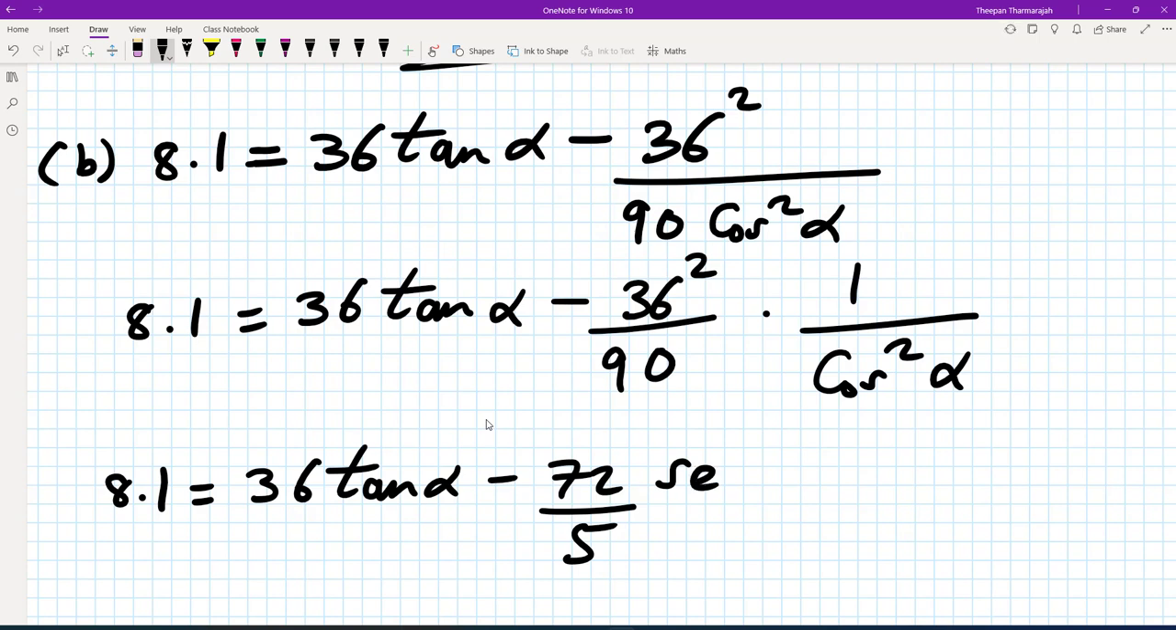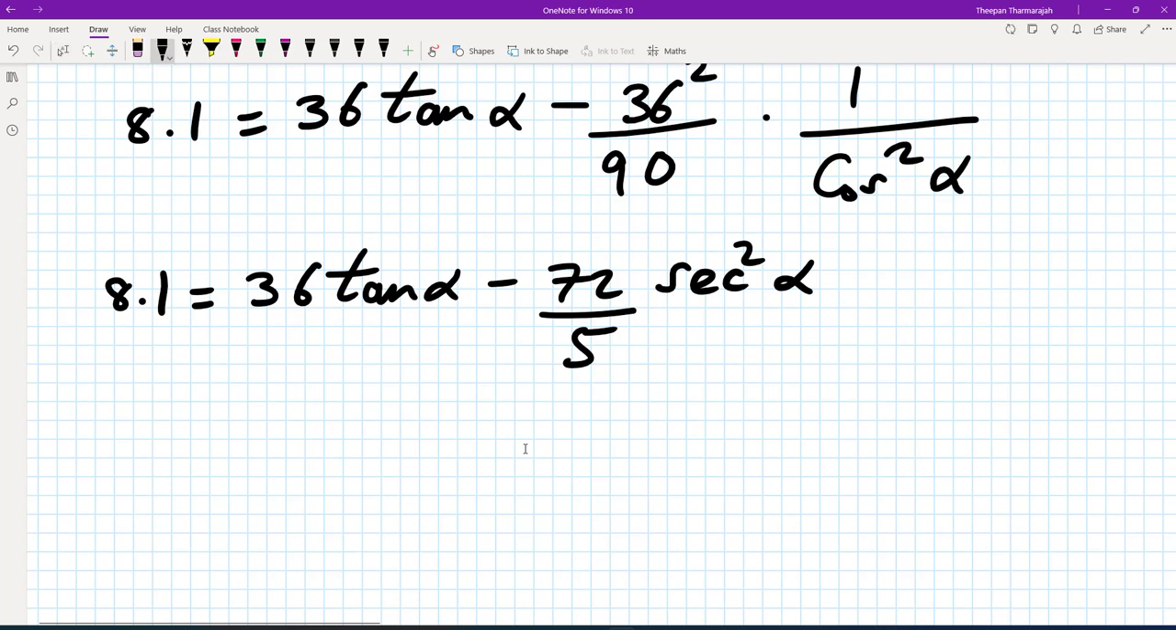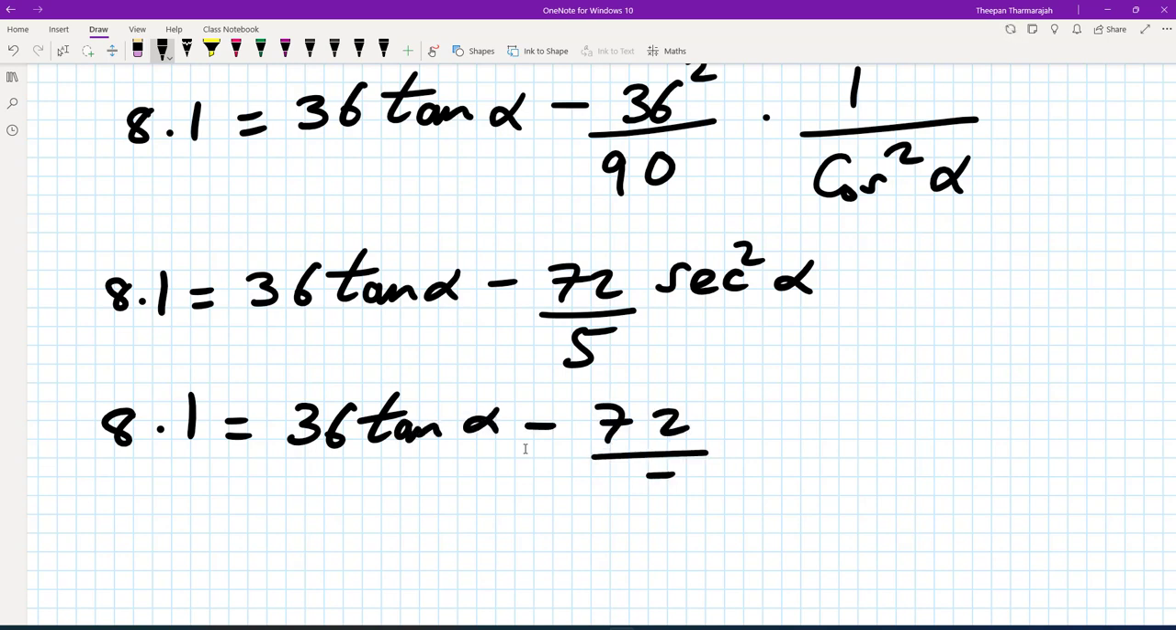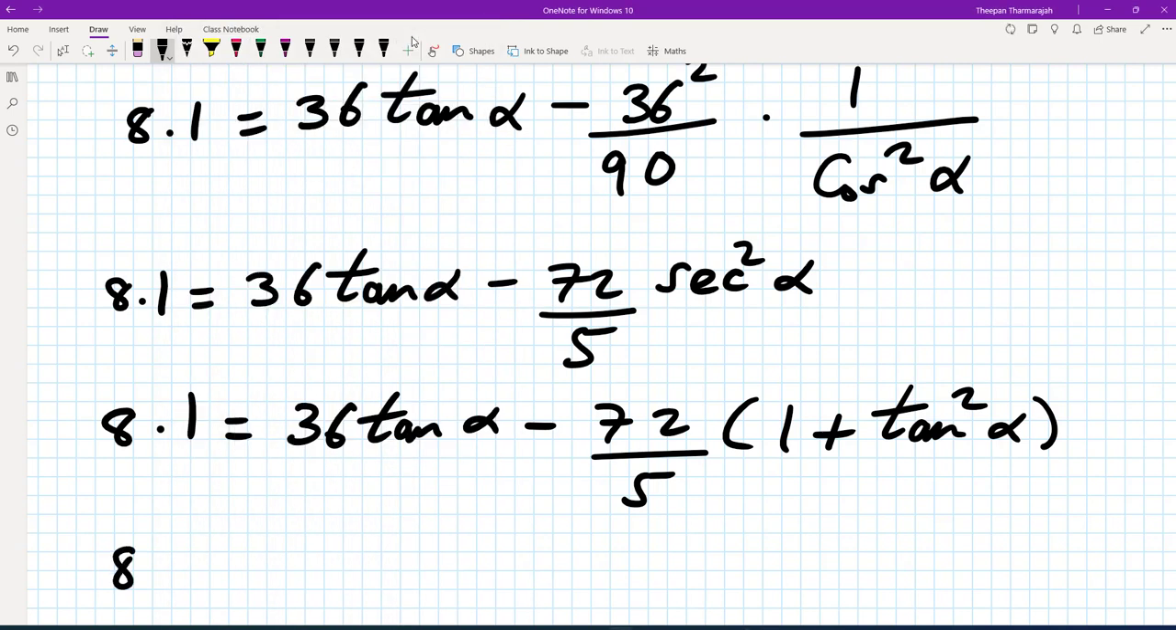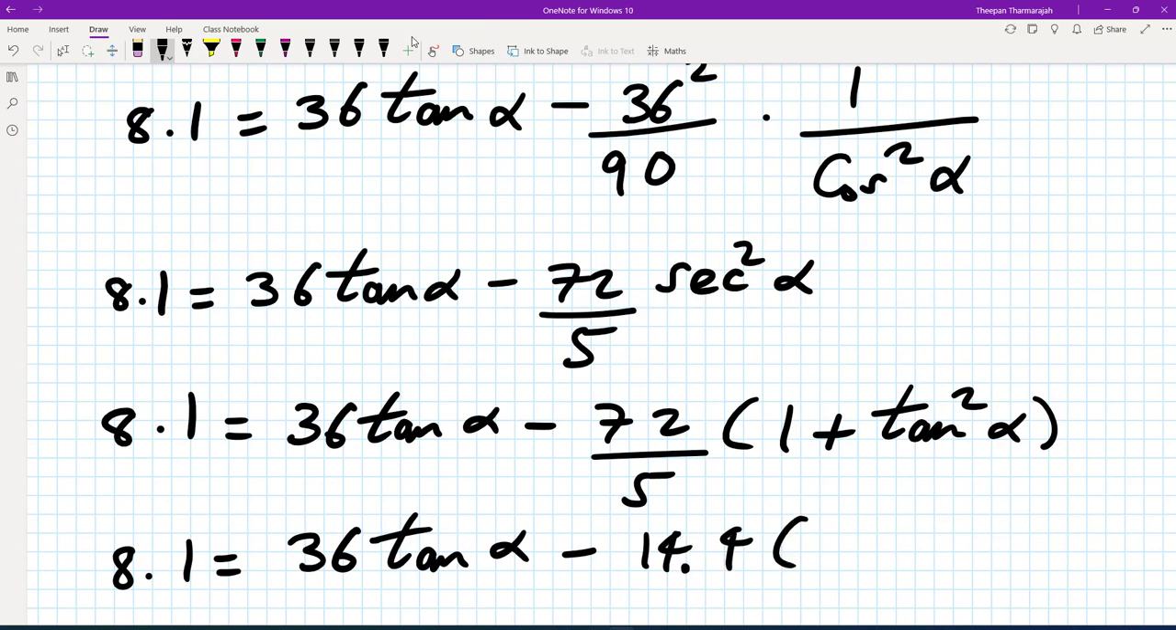Now that's the same as sec squared alpha. Now we're going to replace that with 1 plus tan squared alpha. So that's going to be 8.1 is 36 tan alpha minus 72 over 5, 1 plus tan squared alpha. So if we write 72 over 5 as a decimal, that's 14.4. So we're going to write that as 8.1 equals 36 tan alpha minus, and we said it was 14.4, 1 plus tan squared alpha.